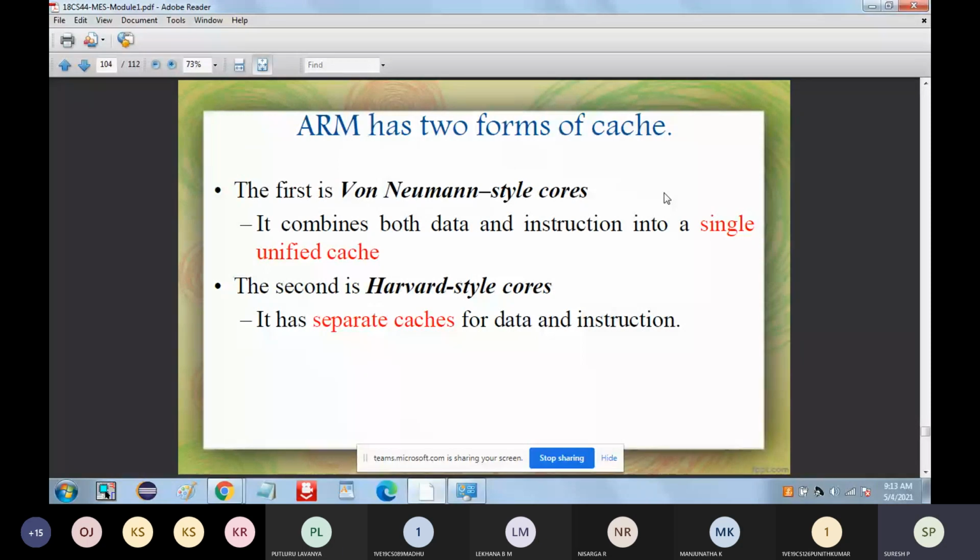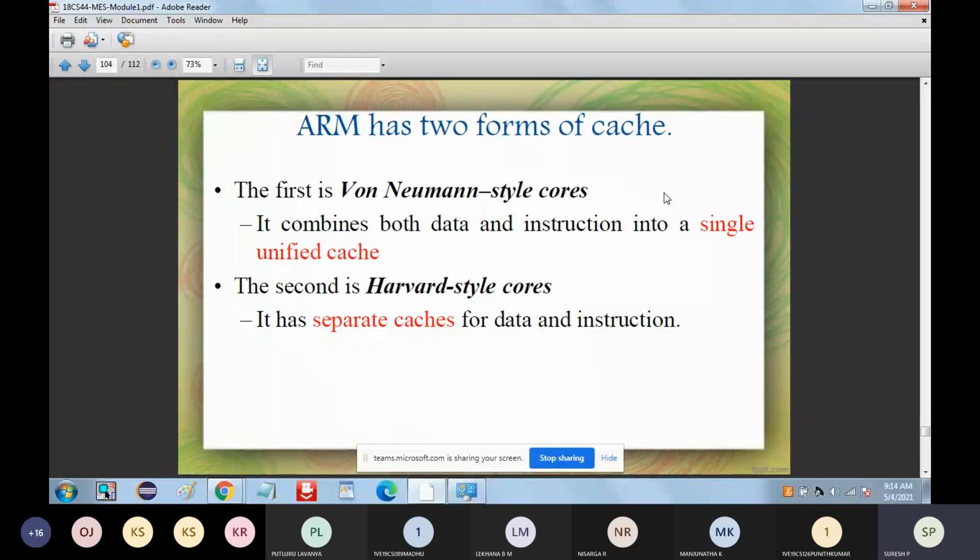Next is our Harvard style. In the Harvard style, it is going to have separate instruction and data caches. So you have to keep in your mind that ARM is going to have two forms of cache. One will be in the Von Neumann style, the other in the Harvard style. If we take the Von Neumann style, that cache is a unified cache. Unified cache means both your instruction and data are in the same cache. The cache is going to store both instruction as well as the data.